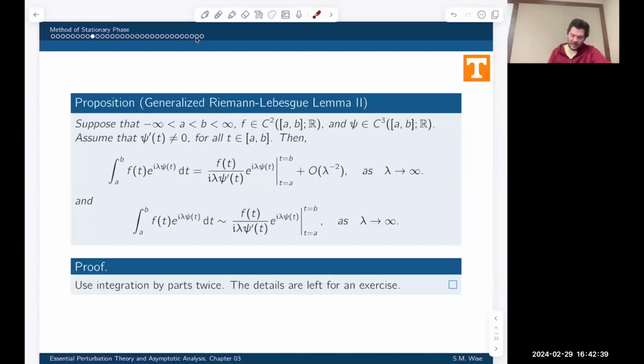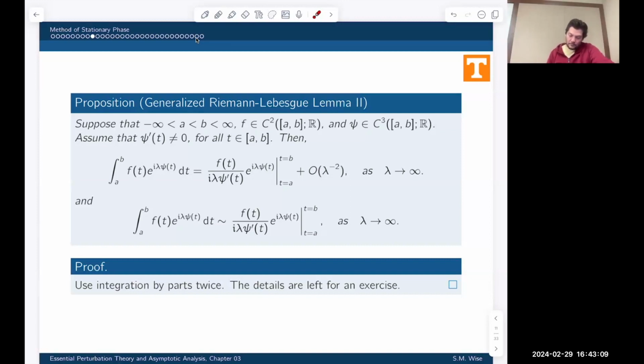Now, we have another generalized Riemann-Lebesgue lemma that I want to mention. This one we'll use an awful lot. If f is a C2 function and psi is a C3 function, and I don't remember why I need C2 and C3, but I have thought about just asking you guys to do the proof. I'm going to call it a calculation proof, and maybe you can find out why we need that.